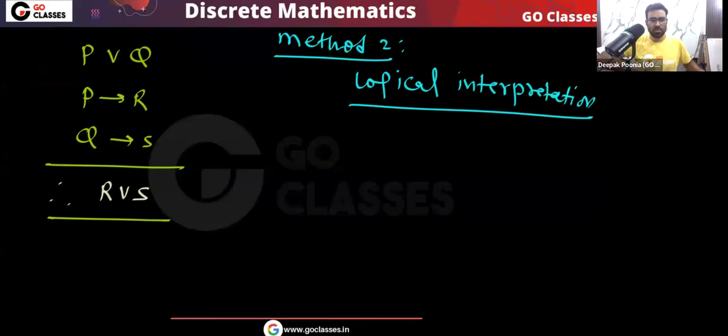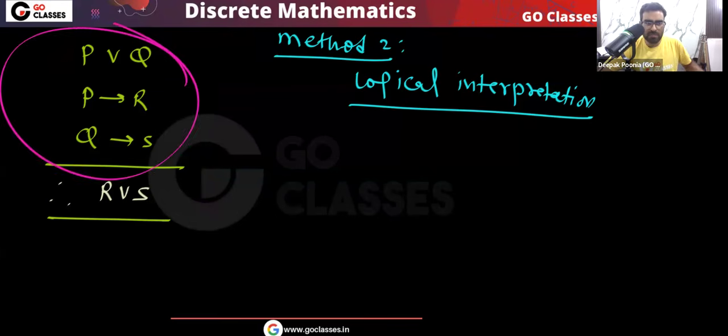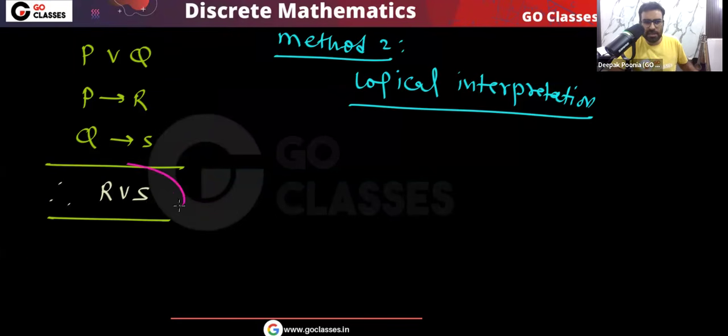Logical interpretation. So notice one thing. What these premises are saying. These premises are saying that P or Q is true means at least one of them is true. If P is true, then R is true. If Q is true, then S is true. Now, from these premises, we need to see whether we can infer R or S or not. We need to check that from these premises, can we infer R or S? So assume that all these premises are true. Then can I guarantee that the conclusion will be true? So let's see, if all the premises are true, then what can you say about R comma S?